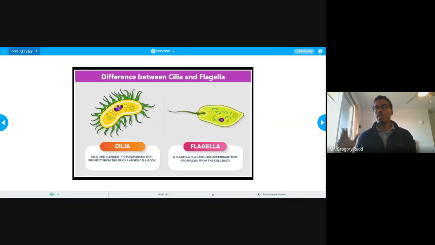Flagella typically are only going to come out of one portion of the organism. Sometimes you will see them on opposite ends to give the cell some directionality of movement, but oftentimes you might only see one flagellum, or all of the flagella are going to be angled in one specific direction.